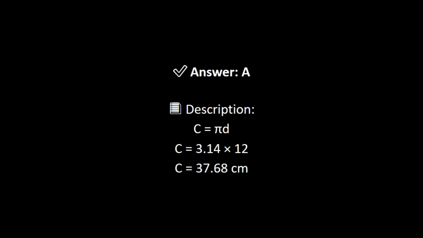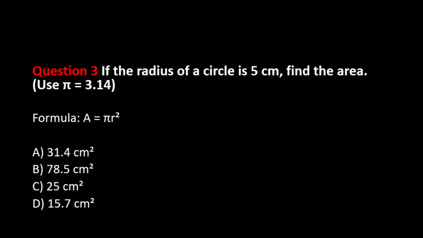Answer: A. Description: C equals pi d. C equals 3.14 times 12. C equals 37.68 centimeters.